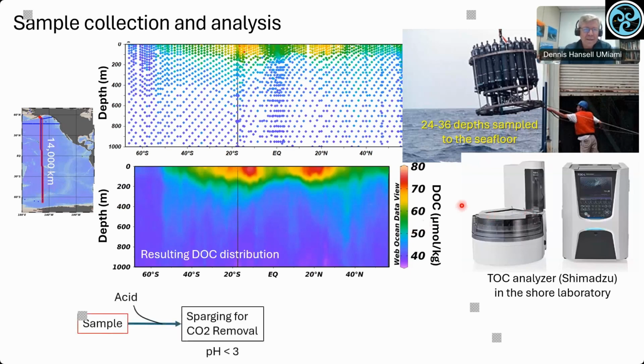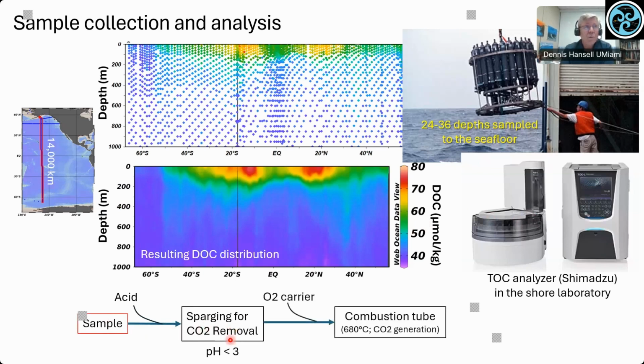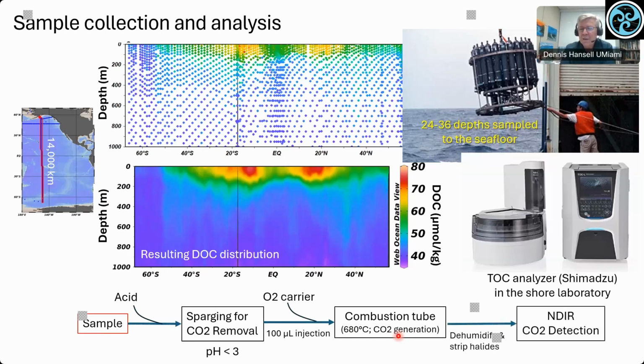And then how does that system work? It's just the sample being acidified. We need to remove the inorganic carbon, so we lower the pH. We inject it with oxygen carrier into a high temperature combustion tube. CO2 is generated with just a very small volume required, 100 microliters is what we use. And then we have to dehumidify and strip the halides to protect the infrared detector at the end. And it's really that simple. It's simple, but it takes a lot of expertise to do it well.